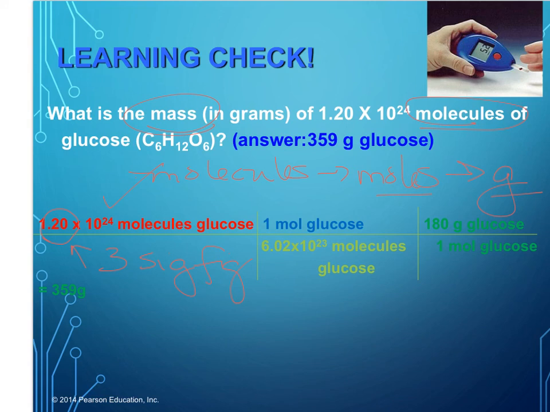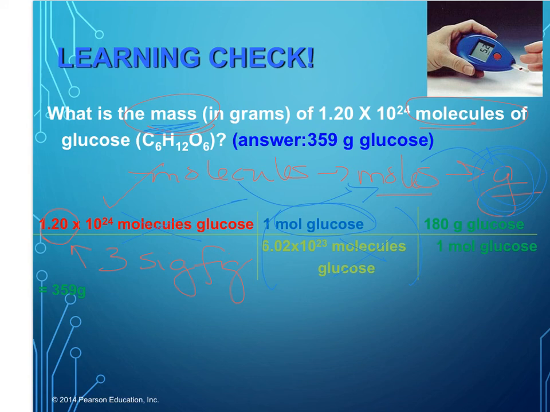In converting from molecules to moles, we use Avogadro's number, so our first conversion factor. That cancels out the molecules. And if we were to stop after this first calculation, our units would be moles, but the problem's asking us for mass. And so we have to convert from moles to mass, which is grams. Anytime you see grams involved in a conversion, you need the molar mass of the compound.